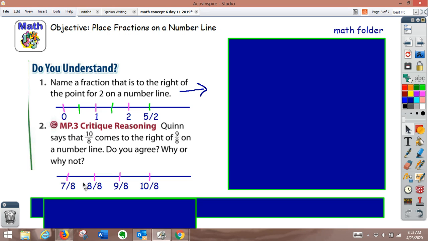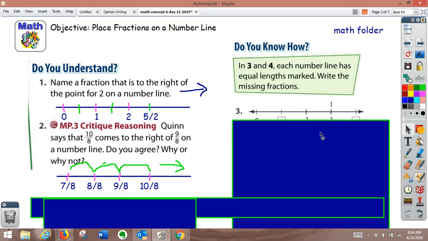There's 7/8, 8/8, 9/8. Notice I am going to the right, aren't I? Always counting this way. We're not subtracting. We're adding. We're going larger. We're going to the right. So Quinn is correct. I agree with Quinn because on a number line, numbers always get larger when you go to the right. The greater numbers are always to the right.